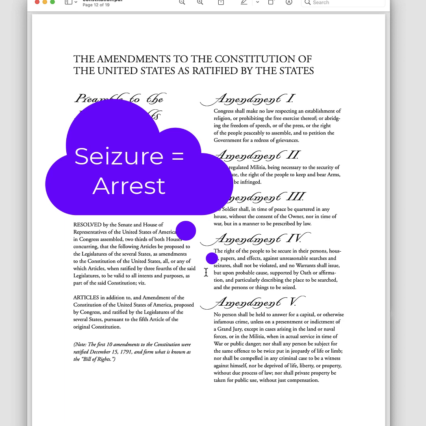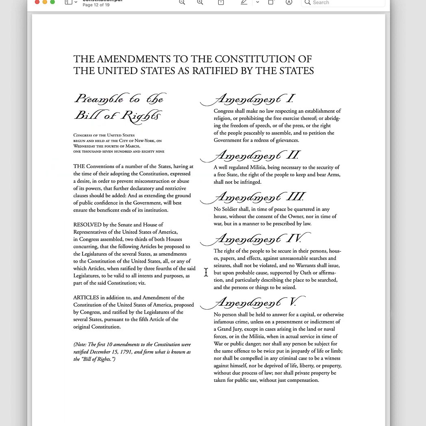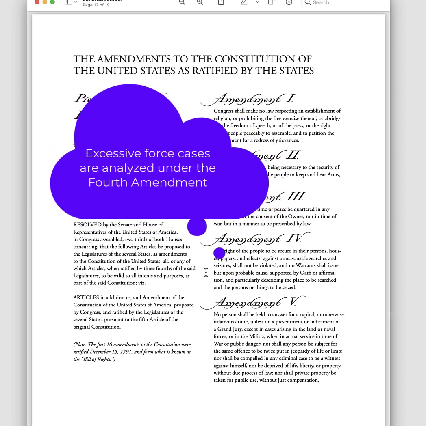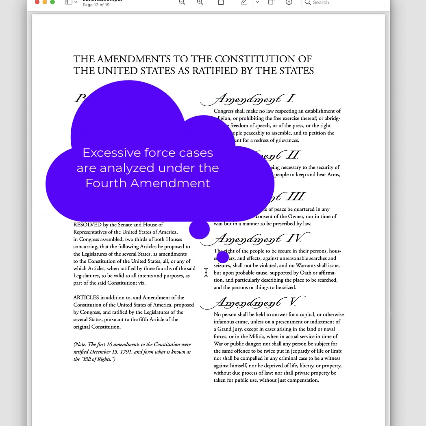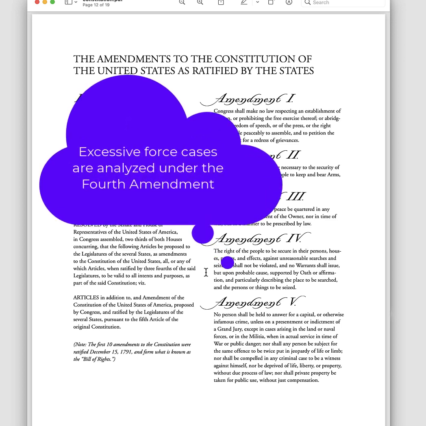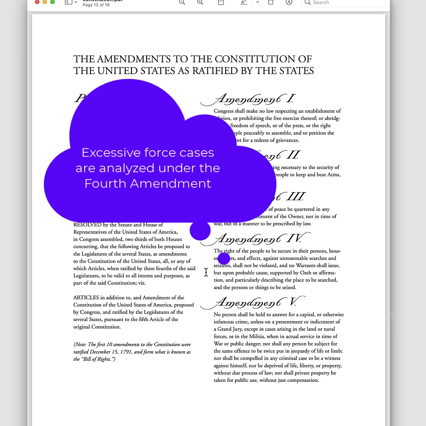That's why in the civil action that we just looked at, the family of Mr. Floyd is primarily relying on Amendment 4, which prohibits excessive force by police officers. So as a result of Supreme Court decisions, excessive force claims are actually analyzed under Amendment 4 and not under the Due Process Clause of the 14th Amendment.